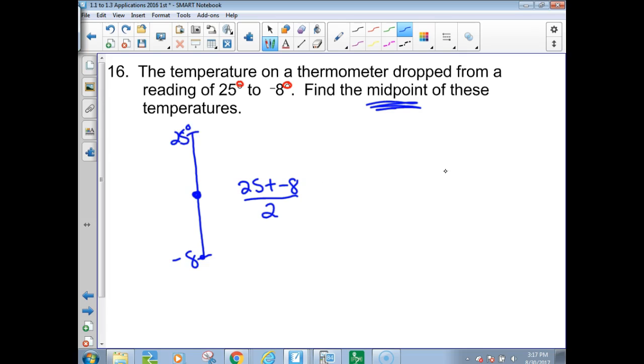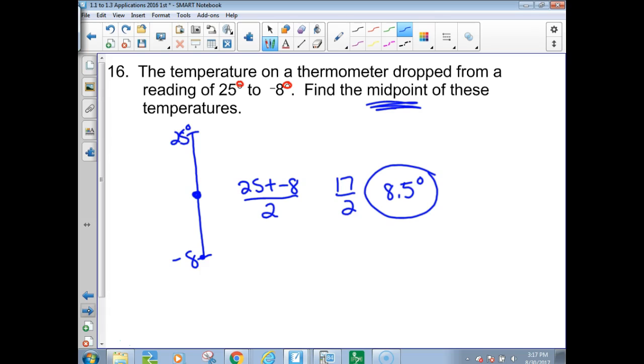Okay, so you're going to need to know how to find the midpoint, given 2 points on a number line. This is 17 divided by 2. And then half of 17, you can go ahead and use a decimal, would be 8.5 degrees. Not always going to be a whole number.